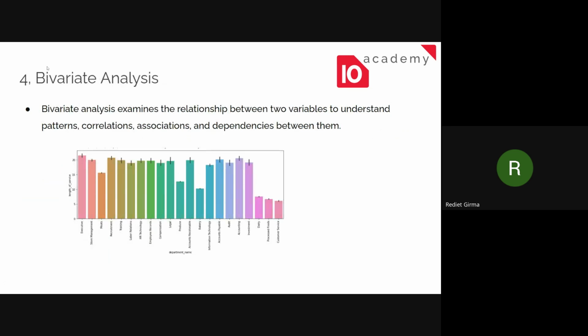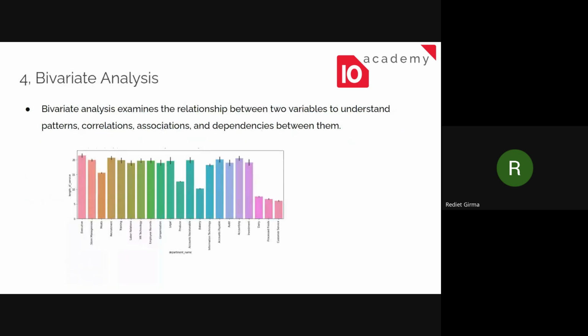Let's see the bivariate analysis. If uni is 1, then bi is 2. So here we're analyzing two variables together. While analyzing again an X situation, there's a parameter called department name and another called length of service. We are trying to analyze those two parameters with each other. So what is the length of service depending on the department name? This is the analysis that we're trying to do, which is called bivariate analysis.